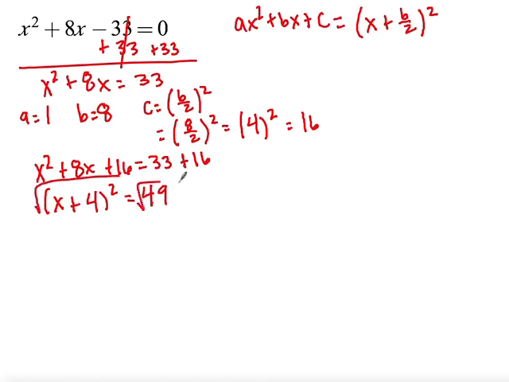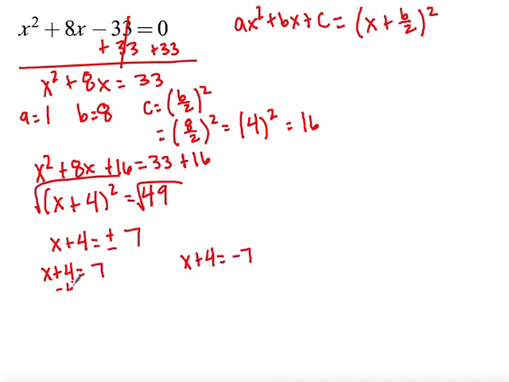So I'm going to square root both sides because I've got the squared there. That's going to turn into x plus 4 equals. Remember, when I square root both sides, I do a plus and a minus. Square root of 49 is going to give me 7. And so then, because I've got that plus and minus, I'm going to split it up. X plus 4 equals positive 7, and x plus 4 equals negative 7.